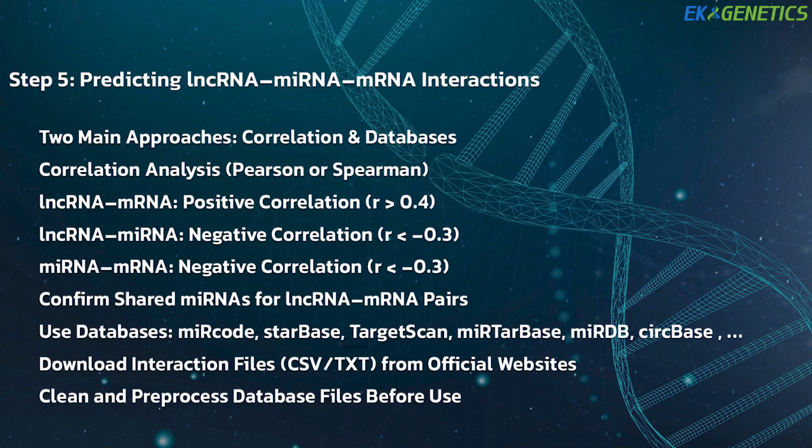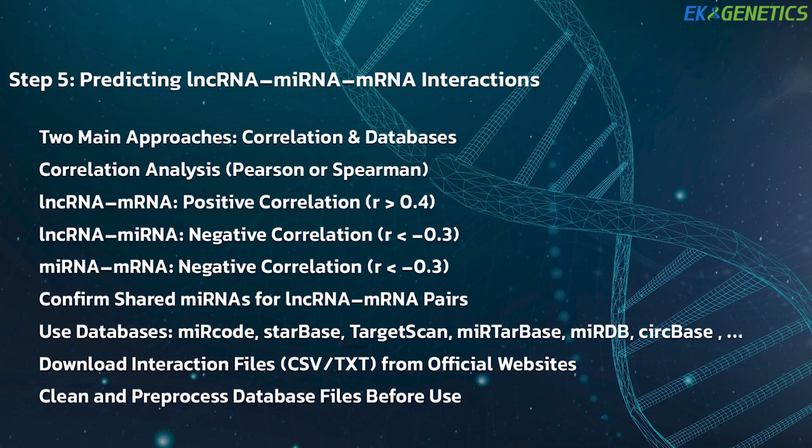Correlation-based prediction. This method uses your own expression data to infer potential ceRNA relationships. You should calculate the Pearson or Spearman correlation coefficient for each RNA pair across all your samples. The biological expectation is important here.